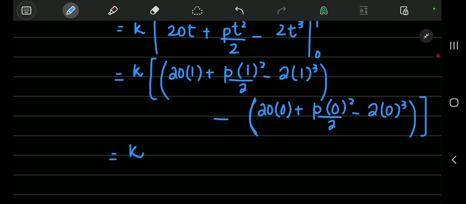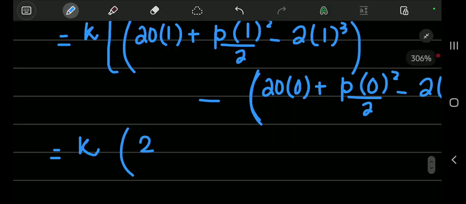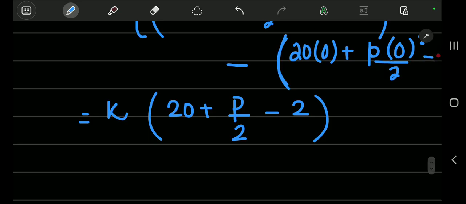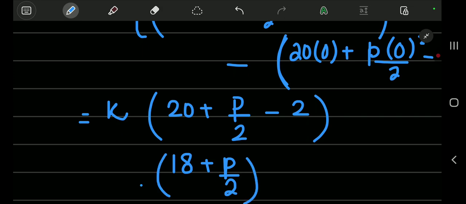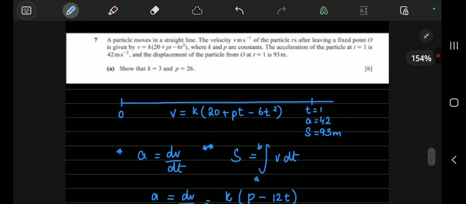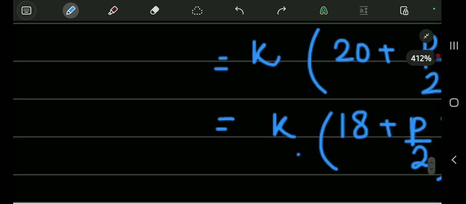So when we put all this in, we get the equation k times (20 plus p over 2 minus 2). So 20 minus 2 is 18, so 18 plus p over 2, times k. This is your second equation. What is this equal to? The distance is 93 meters, so this becomes equal to 93.